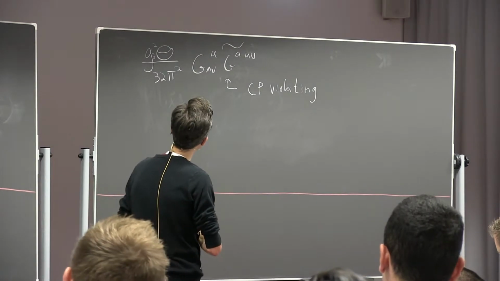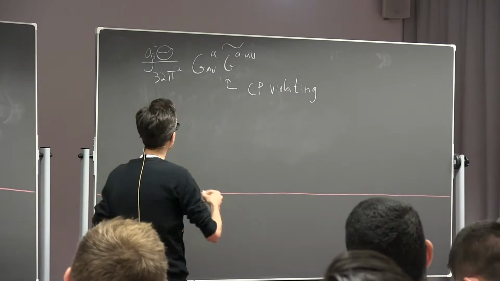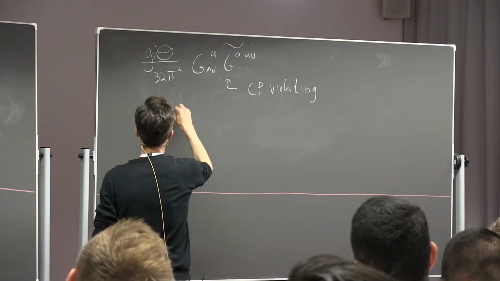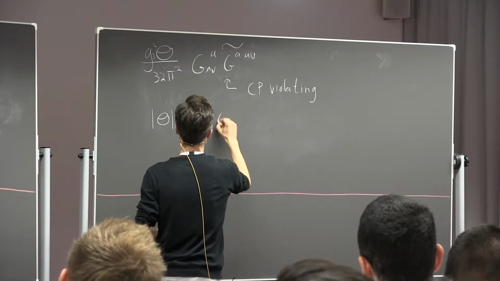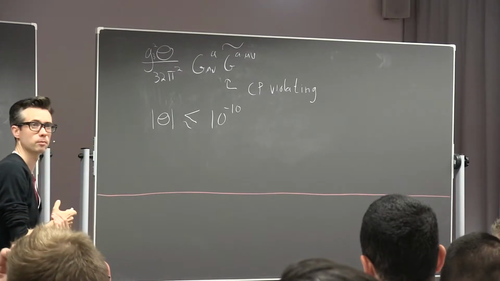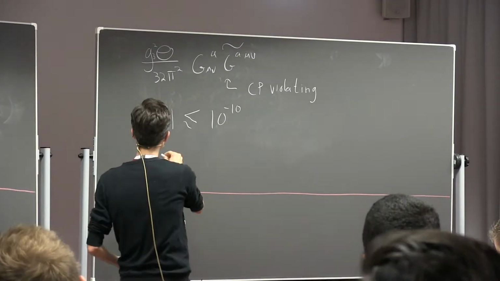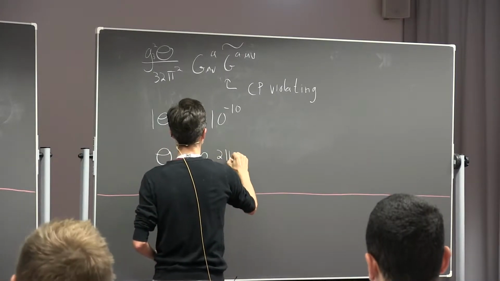And with a permanent electric dipole moment, it's CP violating. People have looked really hard to find it, and they haven't found anything. And the result is the theta parameter has to be less than about 10 to the minus 10 based on current experimental results. On the other hand, the allowed range of the theta parameter is somewhere between 0 and 2 pi.